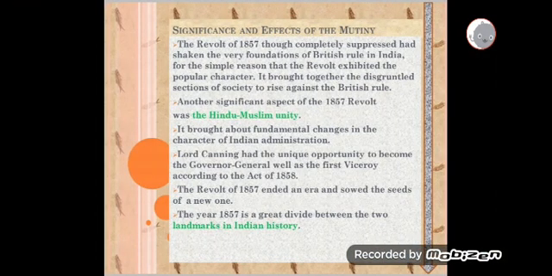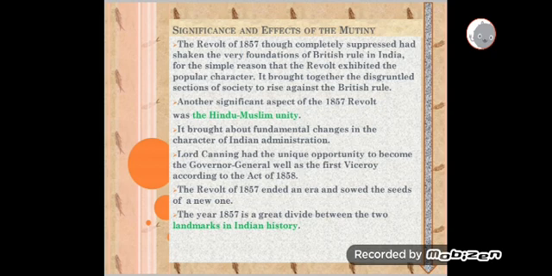So this is the last lecture of our discussion, and here we try to understand the significance and effect of the mutiny. The revolt of 1857, though completely suppressed, shook the very foundation of British rule in India, for the simple reason that the revolt exhibited a popular character. It brought together the disgruntled sections of society to rise against the British rule. Another significant aspect of the 1857 revolt was Hindu-Muslim unity.